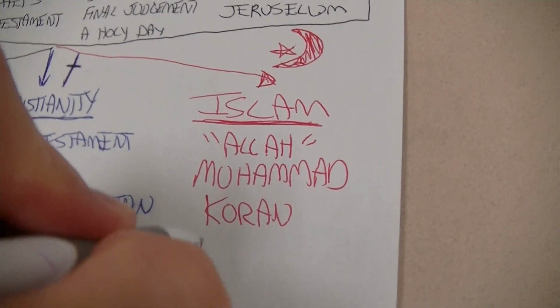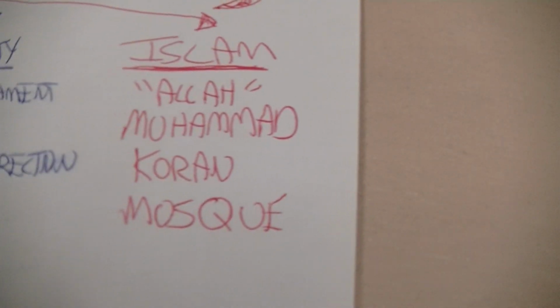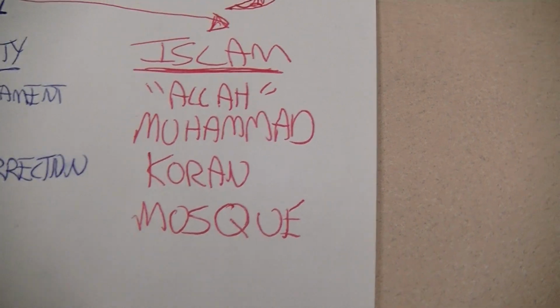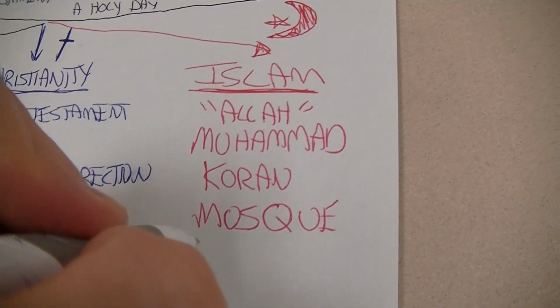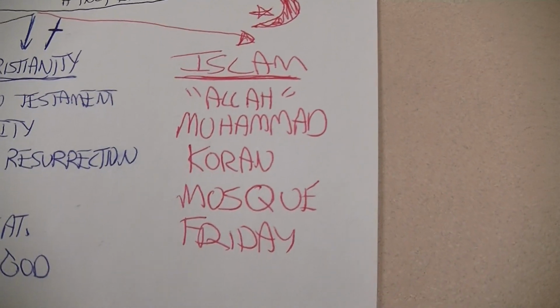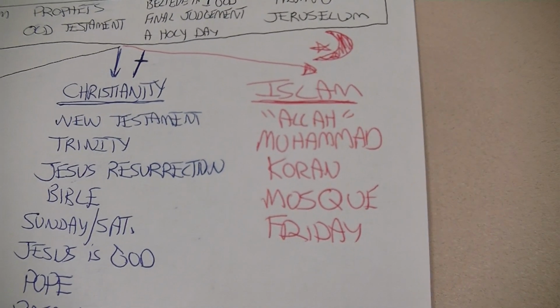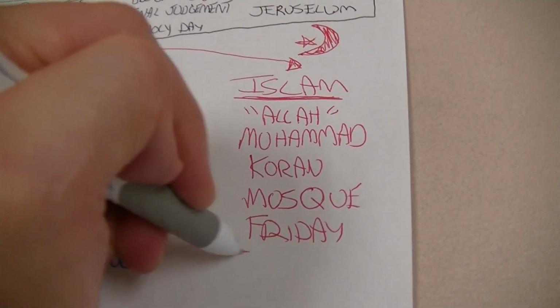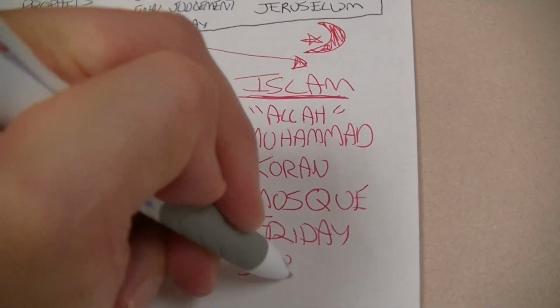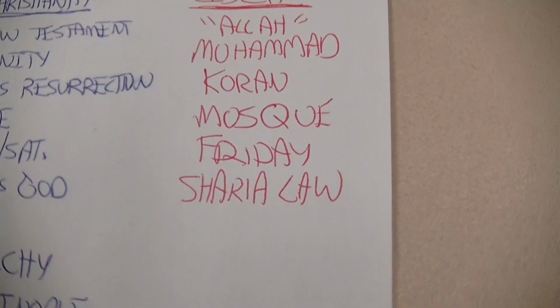Their church is called a mosque. It's where they will meet to worship and learn about their religion. All right, they typically meet on Fridays. Yep. All right. They believe in this type of law. All right, not the 10 Commandments. They believe in what's called Sharia law. This is the law that they follow.